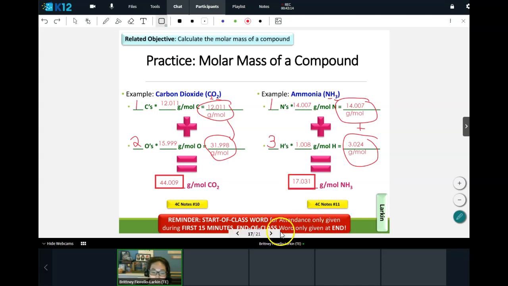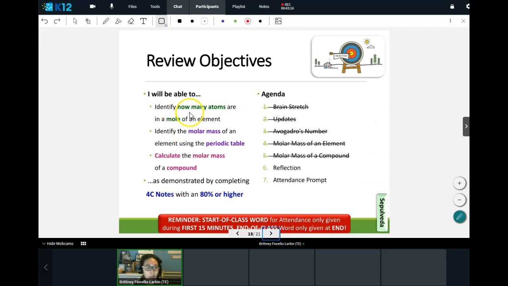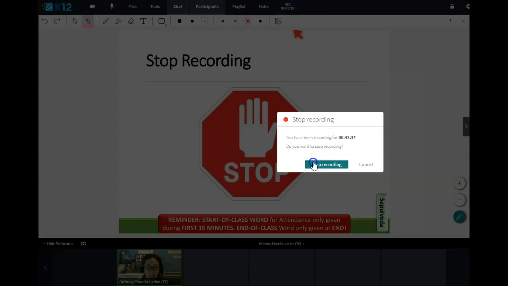100% awesome. Let's keep on going. So today we talked about how many atoms are always in a mole, 6.02 times 10 to the 23rd. We figured out when we look at the periodic table that mass can be the molar mass in grams per mole of an element. And then we can use that and multiply it by however many times we see the element in the compound to find the molar mass of a compound. Excellent job on that, everybody.